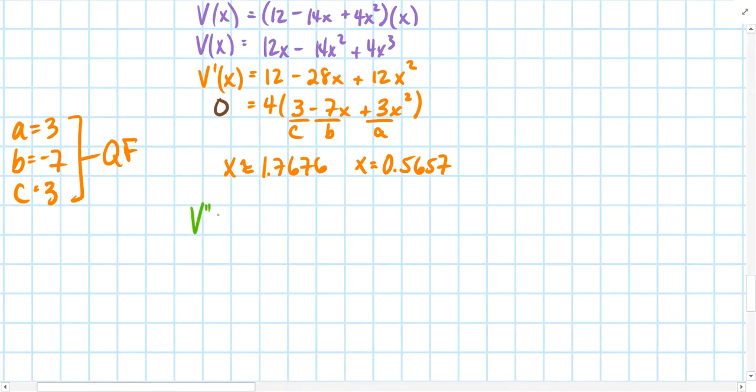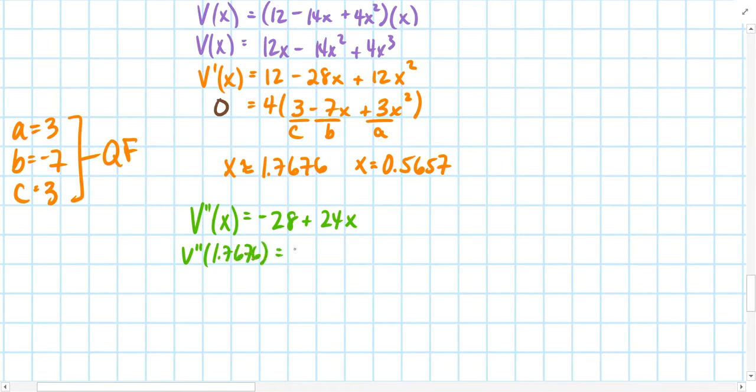Let's go ahead and talk about v double prime, because what we have to do next is verify whether at these positions that produce a first derivative that's equal to 0, we have a positive second derivative, then we know we've reached a minimum. If we have a negative second derivative, then we know we've reached a maximum point. So our second derivative, I'm looking at this guy up here, appears to be -28 plus 24x.